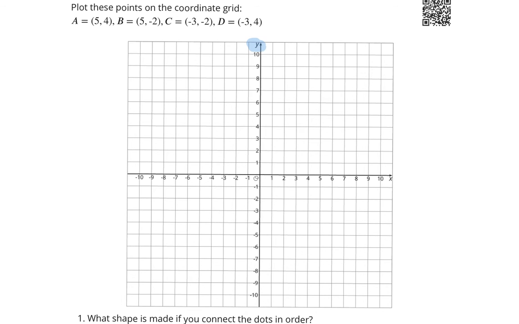If we don't, we're assuming we're counting by ones. We notice the y values go up and down. This is called the y-axis. We have other numbers going this direction. That's called the x-axis. And there's a little x there, and there's a little y there.